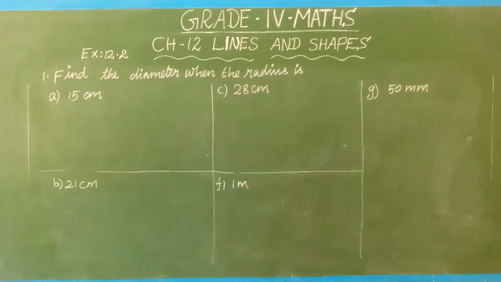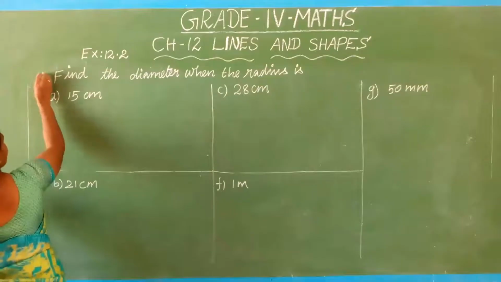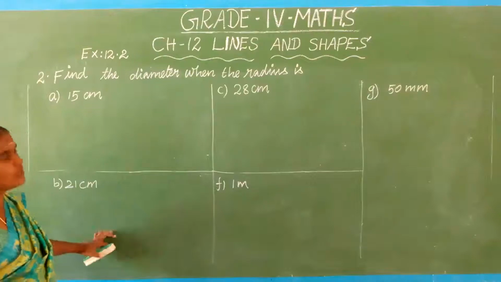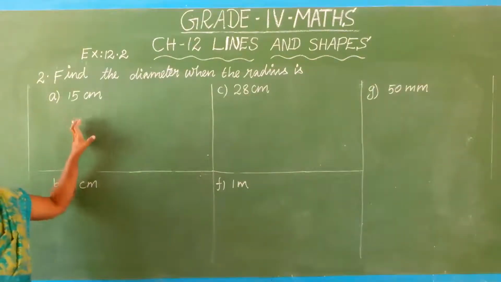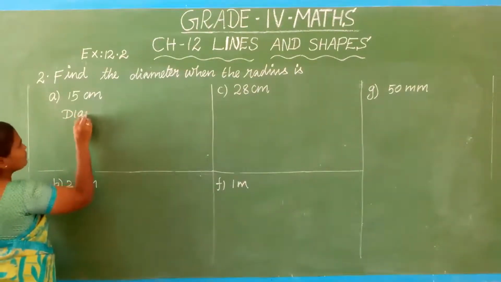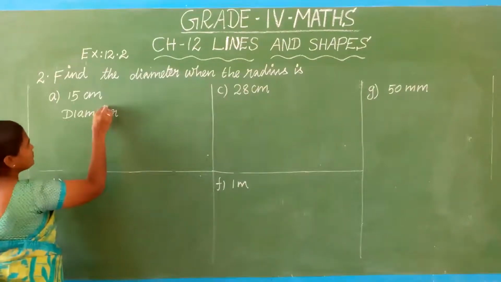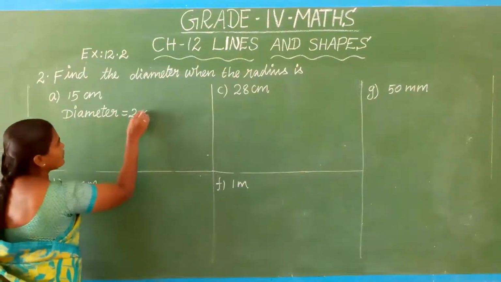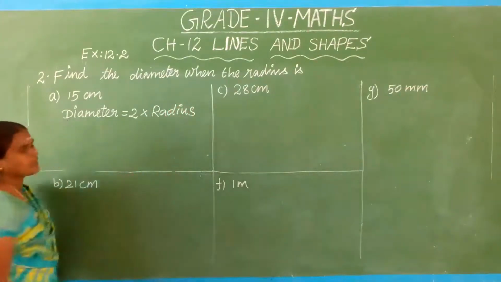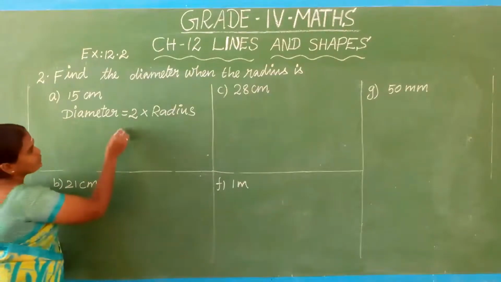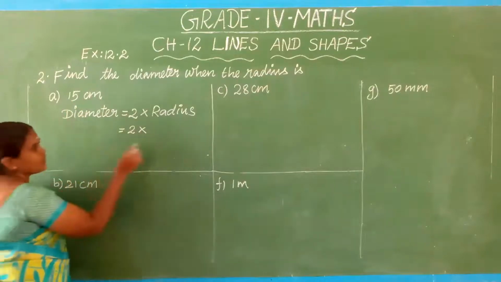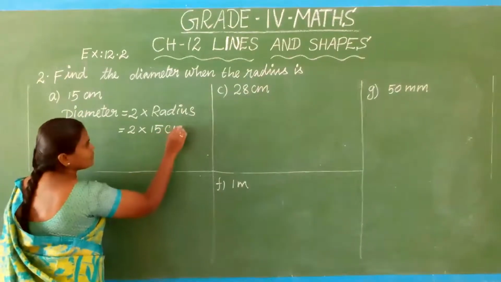So exercise 12.2, second question. Find the diameter when the radius is given. So here the radius is given, you find the diameter. What is the formula? Diameter equal to 2 into radius. That means multiplied by 2. So equal to 2 into, what is the radius here? 15 centimeter.